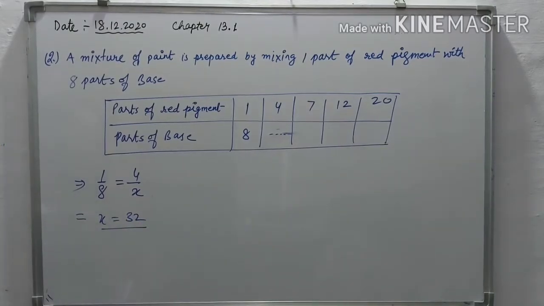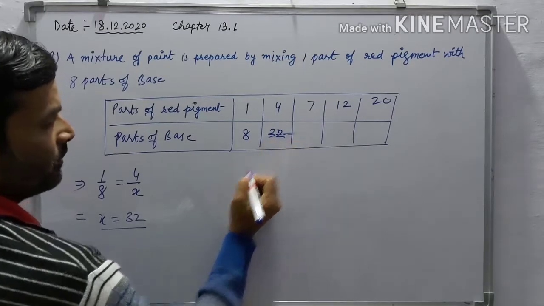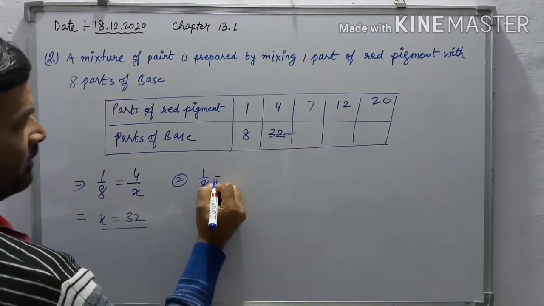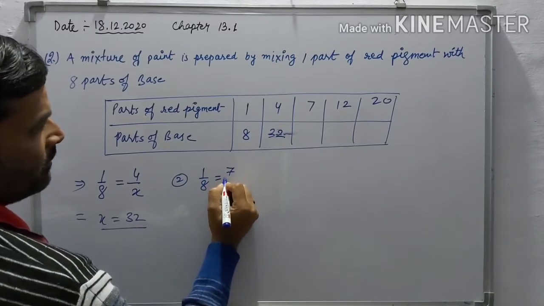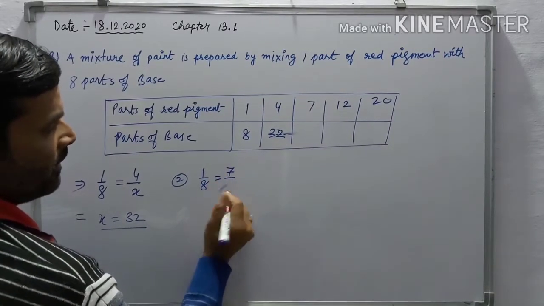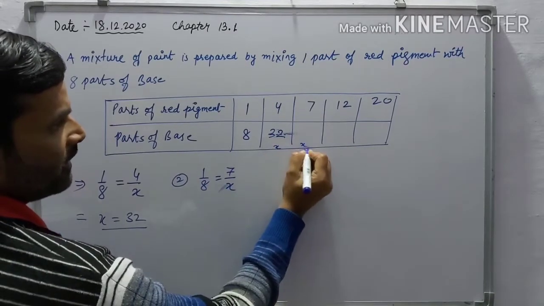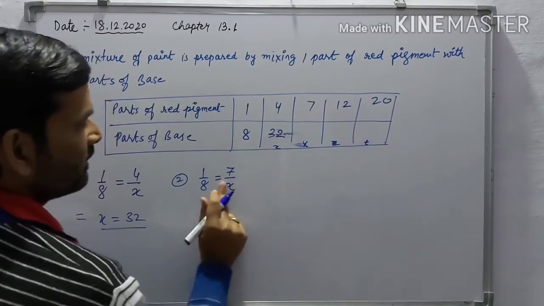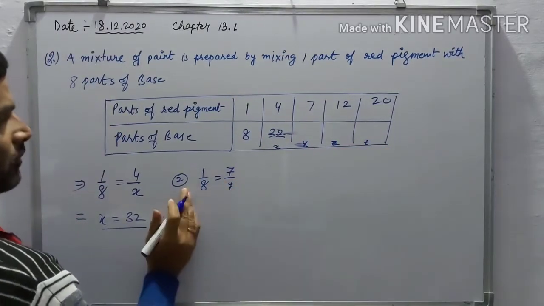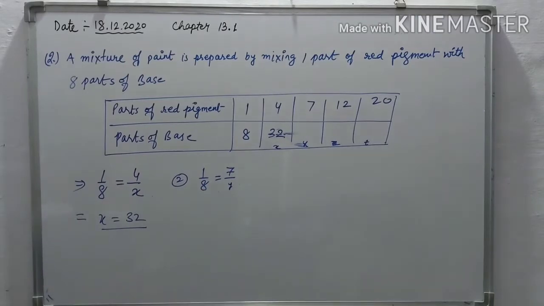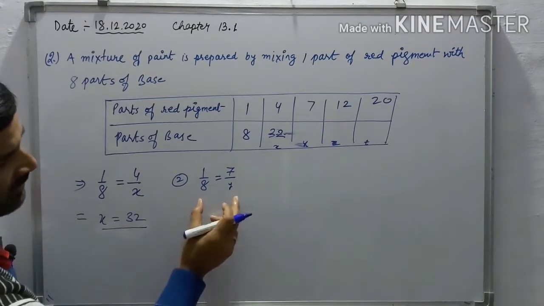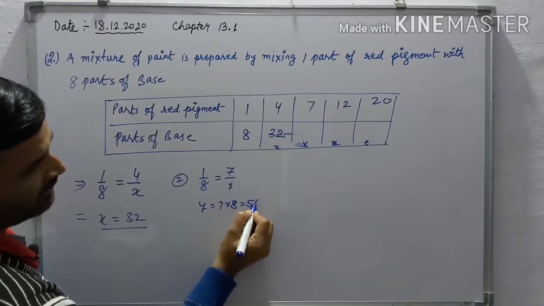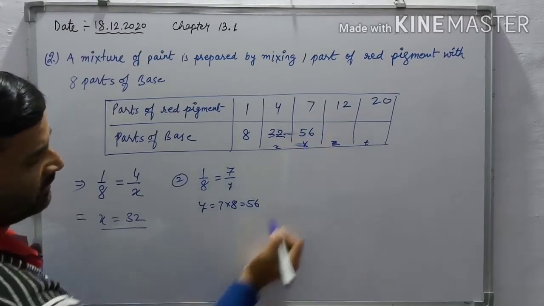So the first value is 32. Second, 1 upon 8 is equal to 7 upon x. Let us change the names to y, z and t. So this is the value of y. Both ratios are the same because it is a direct proportion. Now y is equal to 7 into 8, which is equal to 56.